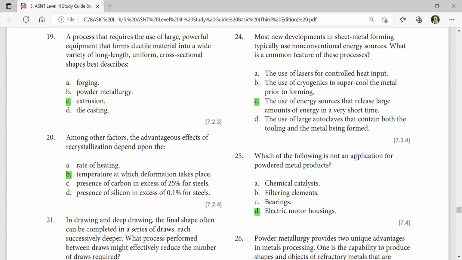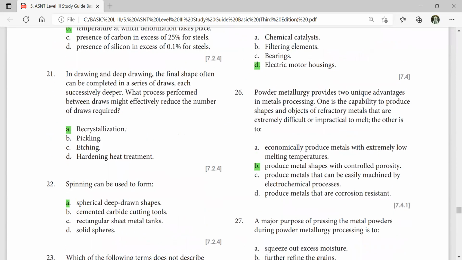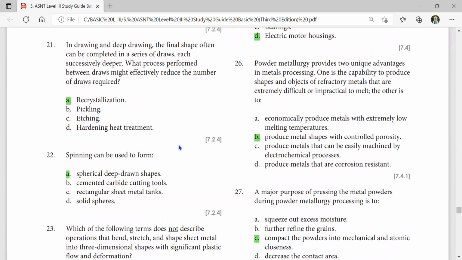Which of the following is not an application for powdered metal products? Electric motor housing, tool casting. In drawing and deep drawing, the final step often must be completed in a series of draws, each one deeper. What process performed between draws might effectively reduce the number of draws required? Recrystallization. Powder metallurgy provides two unique advantages in metal processing.